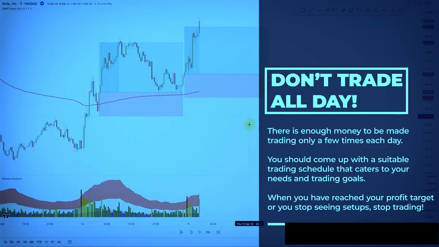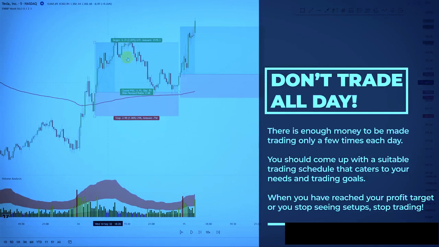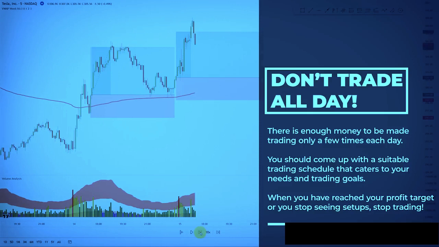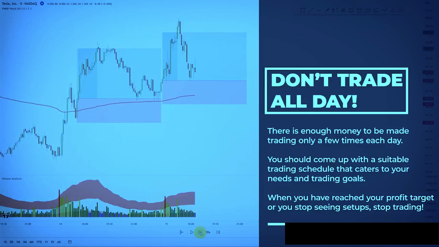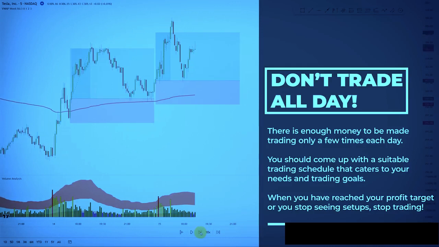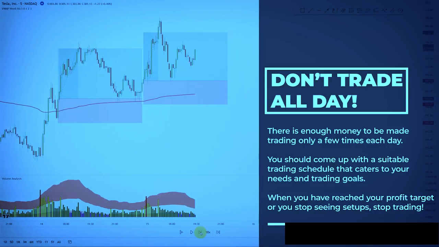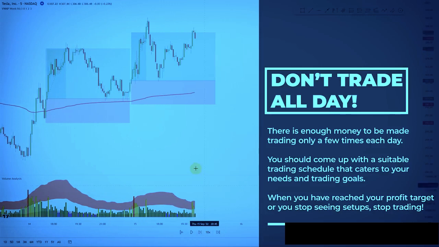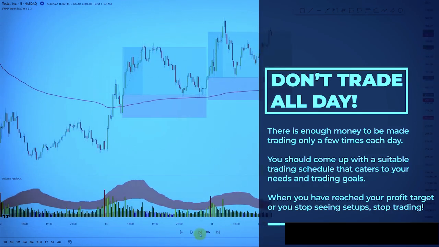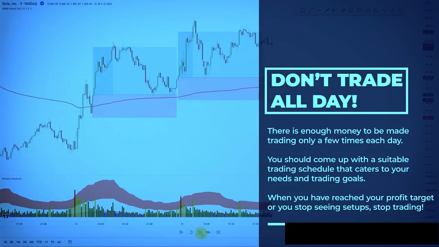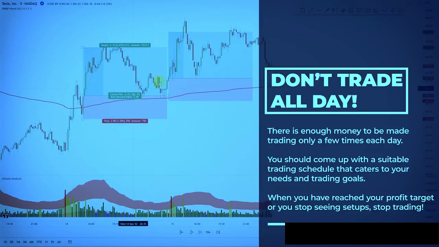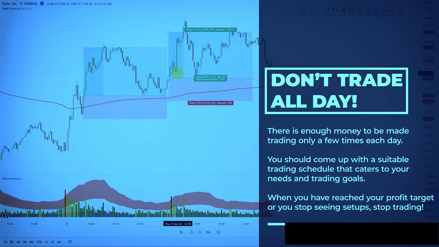And you don't need to trade the entire day. There is enough money to be made trading only a few times each day. And you should come up with a suitable trading schedule that caters to your needs and trading goals. You don't need to sit in front of the screen all day. I know that there's a tendency to try to squeeze every dollar out of the trading day so you don't miss any profit. But when you have reached your profit target or you stop seeing setups, simply stop trading.